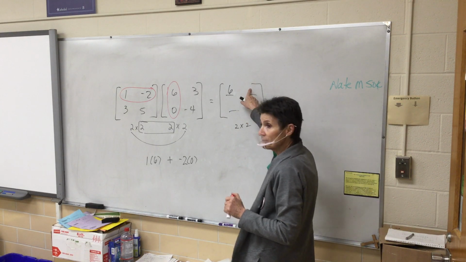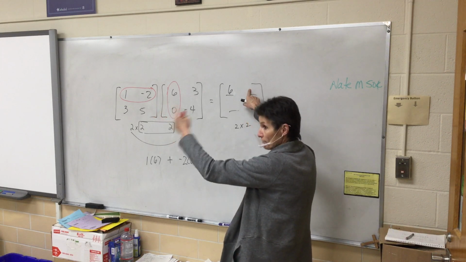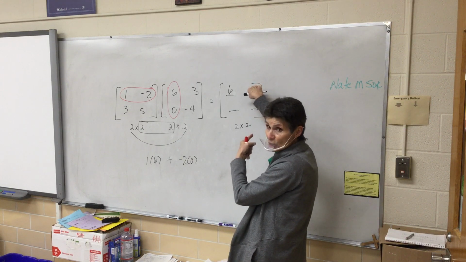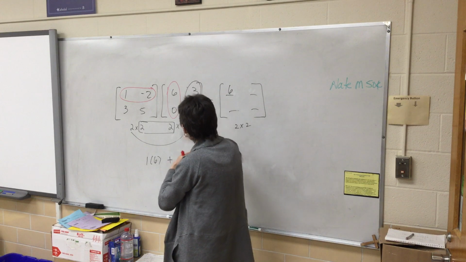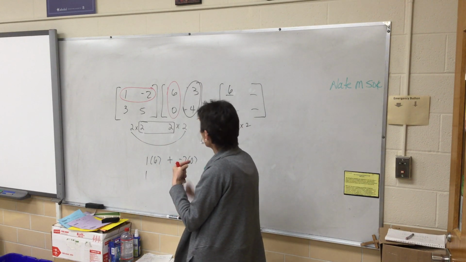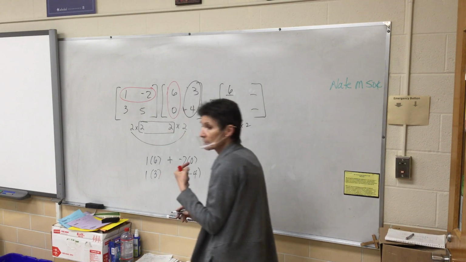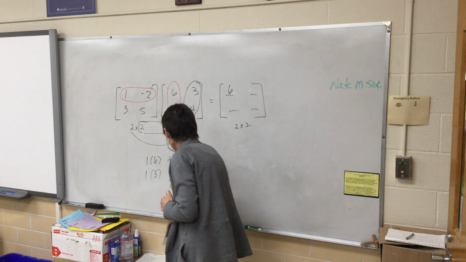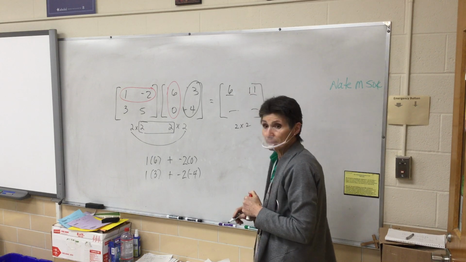Now, guess how I'm going to fill that blank? Same thing, but I'm going to use the first row and the second column because that's the position that I'm in right here. So I'm now going to use my first row and my second column. So there's my 1 and my -2 again. And then I have 3 and -4. So you multiply each pair and add them up. So that number is going to be in 11.